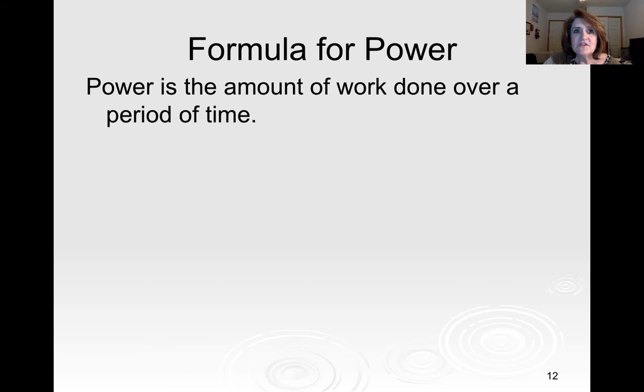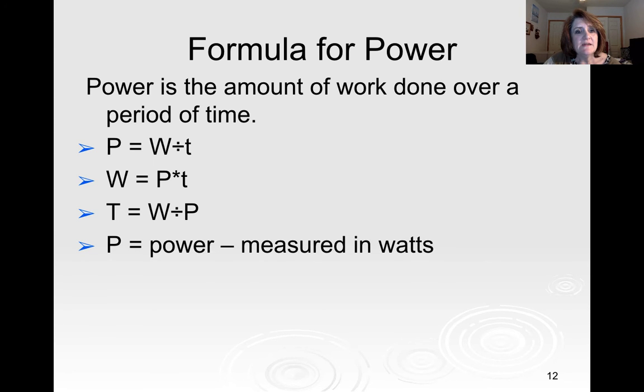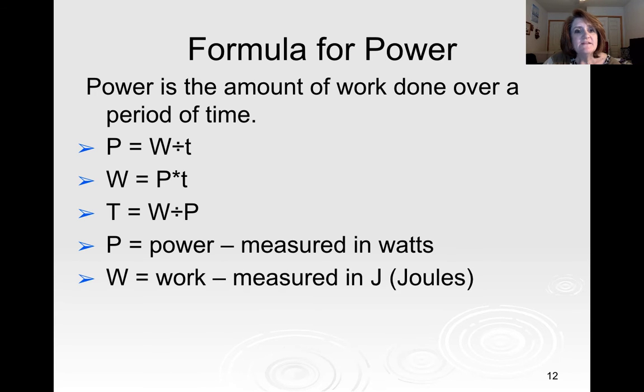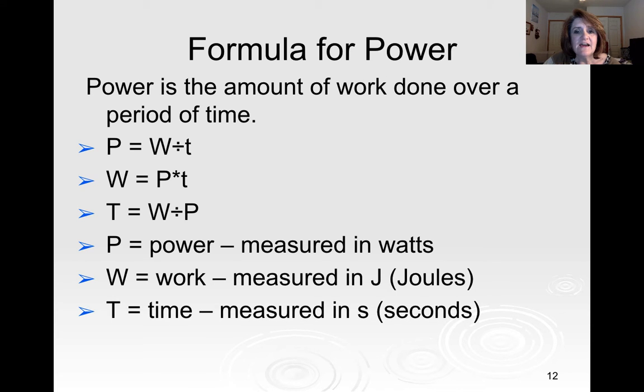So on your formula sheet, let's add a formula for power. P is W divided by T. W is P times T, and T is W divided by P. P stands for power, measured in units called watts. W is work measured in joules, and T is time in seconds.